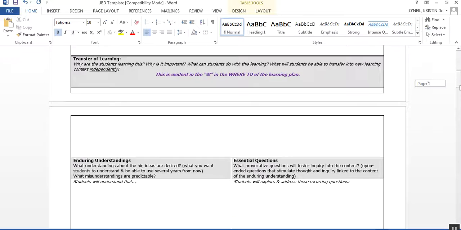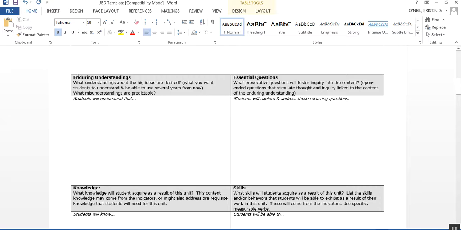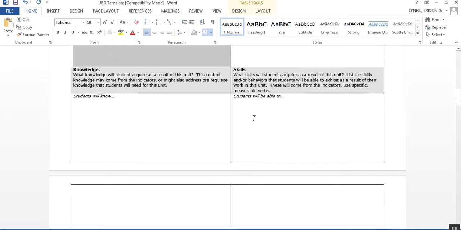You then have your enduring understandings and your essential questions. These are 2 areas that we've already addressed so far in this module. You then have your knowledge and skills.